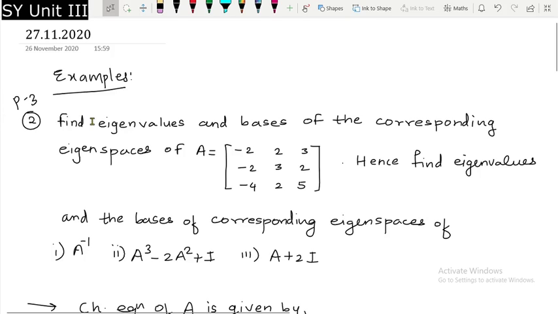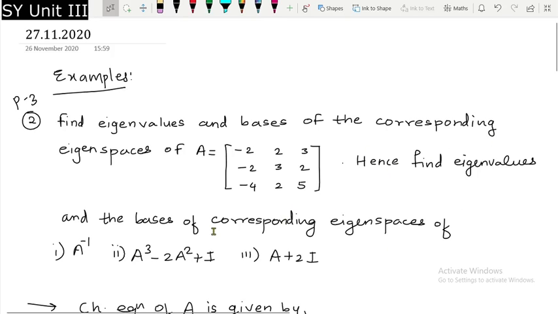So now we have to find eigenvalues and a basis of the corresponding eigenspaces. Now why is it said basis, and why not bases? Because they are using the plural, eigenspaces. So we have to find a basis of each eigenspace actually. The matrix is given. And now the next question is interesting.